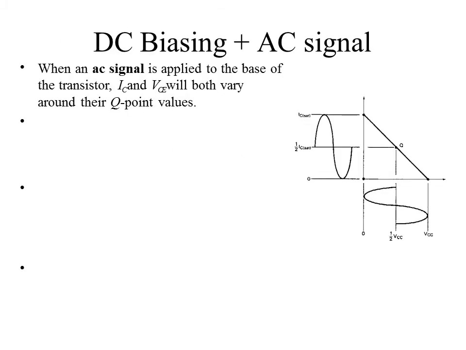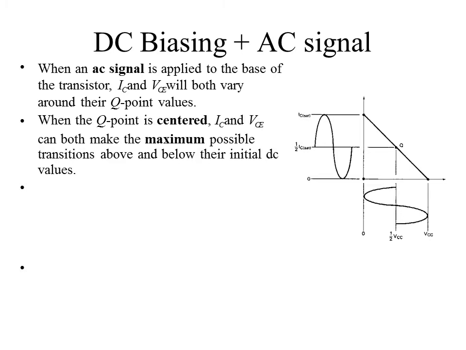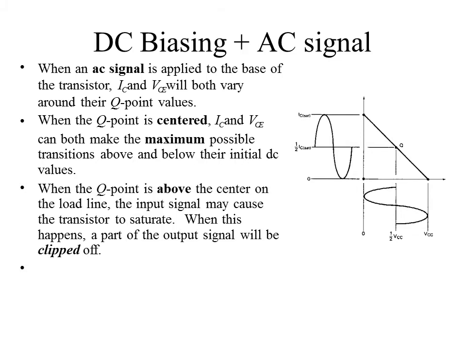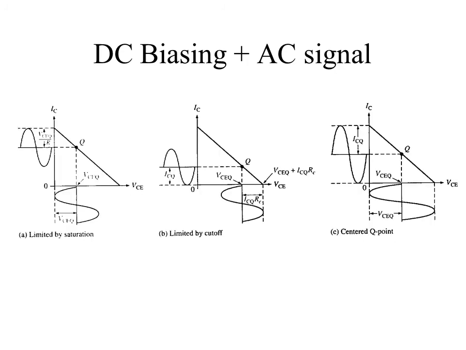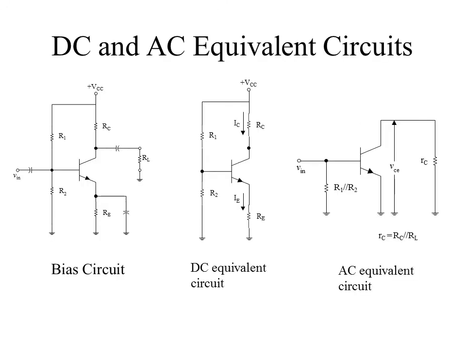DC biasing plus AC signal. As I already mentioned, the AC signal is the signal which we are interested in, which we want to amplify or transfer from one point to another. DC biasing is used to stabilize the transistor such that my AC signal can be transferred or amplified properly. Various forms of DC biasing and AC signal are given here, and the DC and AC equivalent circuits are shown here.